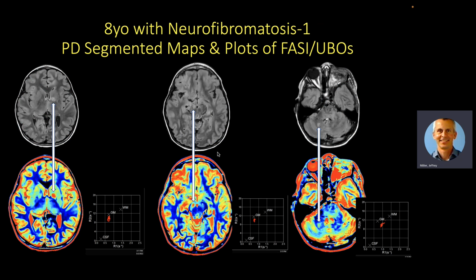First is a kid with neurofibromatosis 1 and multiple UBOs. As I suggested, UBO ROIs seem to localize to the proposed pathology band. Also interestingly, even though they all look the same on FLAIR, this one in the cerebellum has a lower proton density value than the other two.